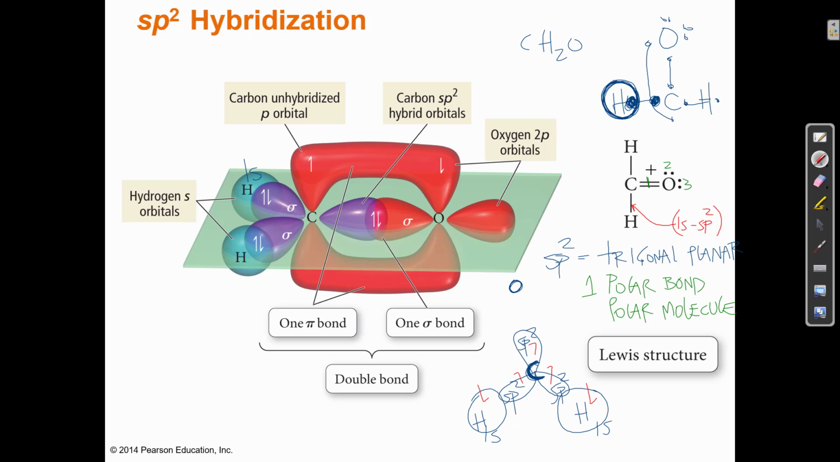So if oxygen has 3 electron groups around it, then how far apart are those electrons going to be able to spread out? Well, with 3 groups, the furthest apart that they can get is 120 degrees, just like down here on the carbon. So this oxygen kind of looks like this.